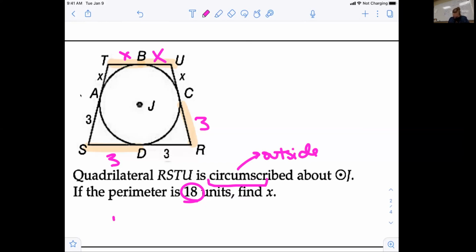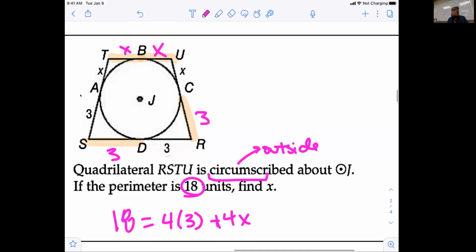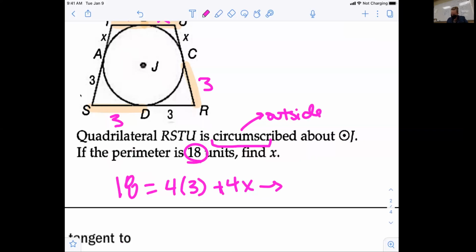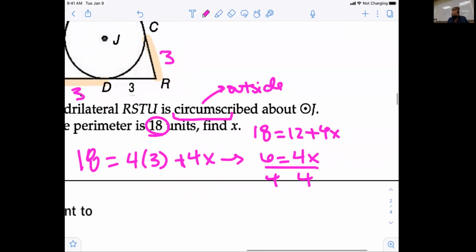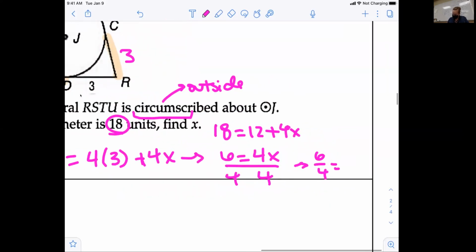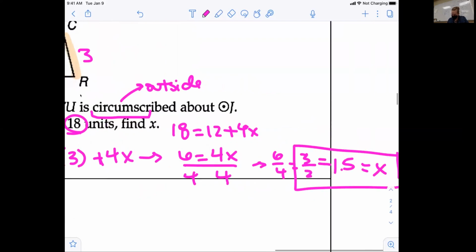So I'm going to say the perimeter is 18, and that equals what plus what plus what plus what? Looks like I've got a lot of the same thing. How many 3s do I have? 4. How many X's do I have? Good. Okay, easy. That makes it a little simpler. So 18 equals 4 times 3 plus 4 times X. So I get 18 equals 12 plus 4X. I'm going to minus 12 from both sides to get 6. And then I'm just going to divide by 4. You can think of it as 6 over 4, but it's most simple as 3 over 2. And you know I like fractions the best, but if you want to do a decimal, it's 1.5. And that equals X.